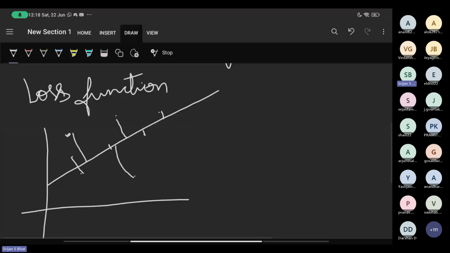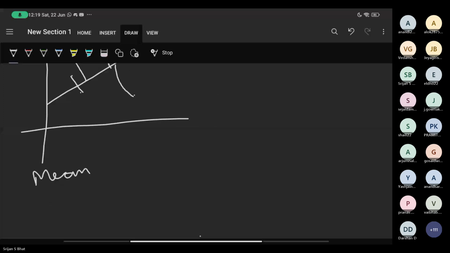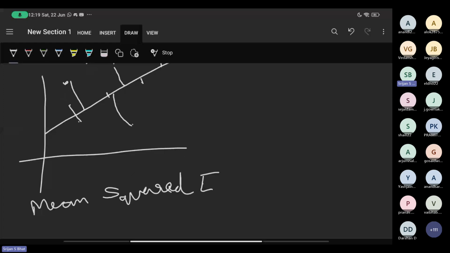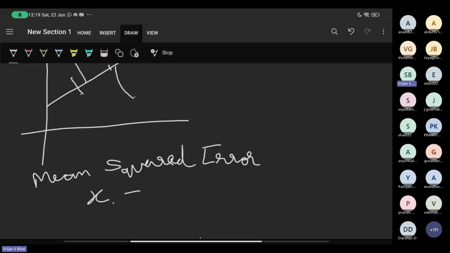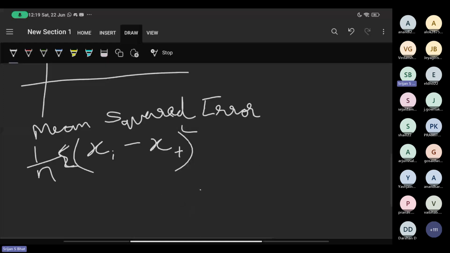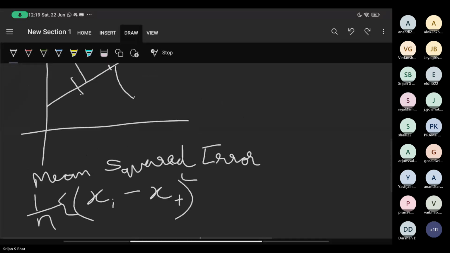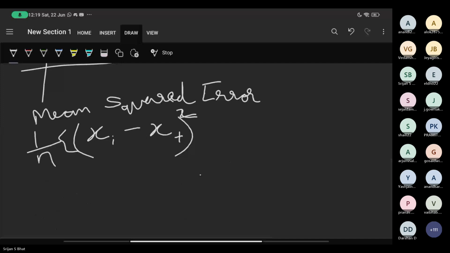And there's something called mean squared error, which is basically the mean of the squared difference between your prediction and your true value, times 1 by n. This is the usual loss function that is used. A loss function is basically your objective function, which you are supposed to minimize or maximize, depending on how you formulate this.